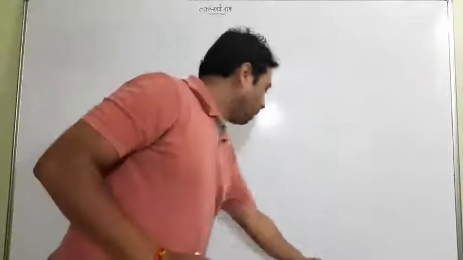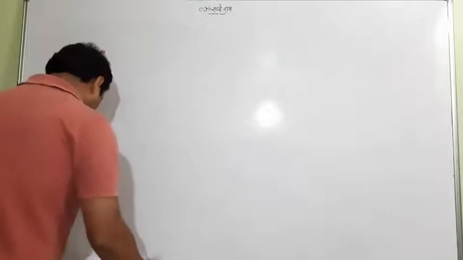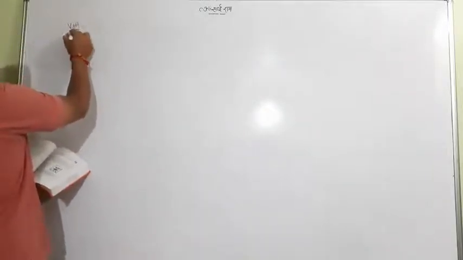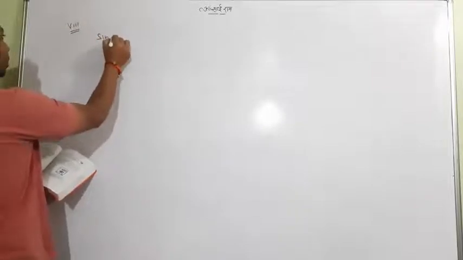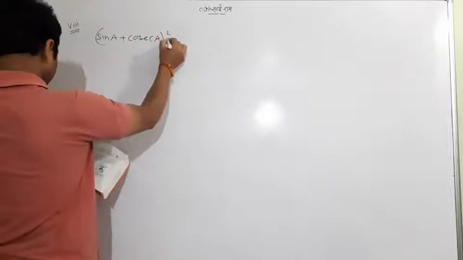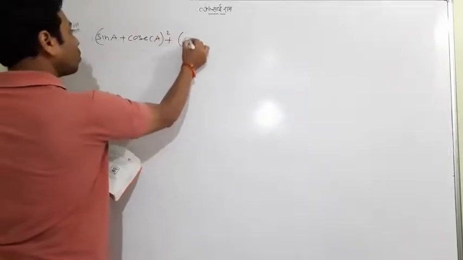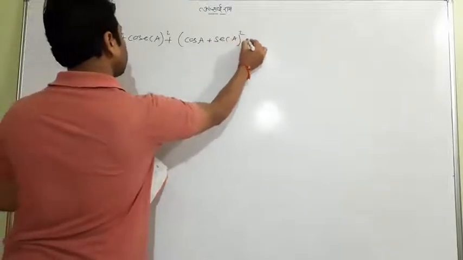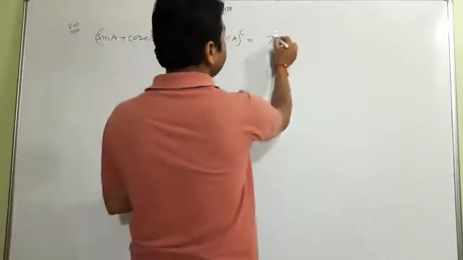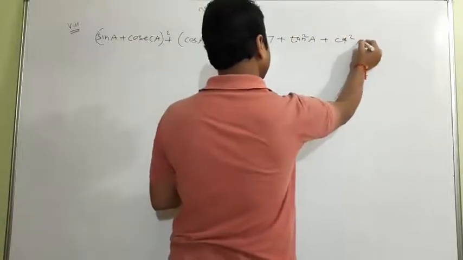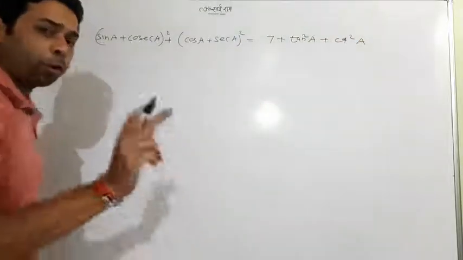Okay, let me go on to the next question. Question 8 is also important. The question says: (sin A plus cosec A) square plus (cos A plus sec A) square equals 7 plus tan square A plus cot square A. This is a simple question, again important also.